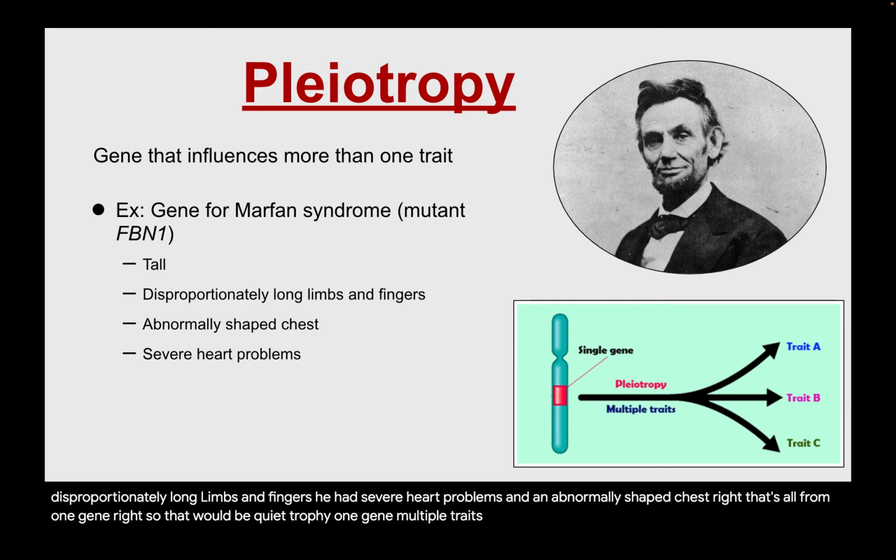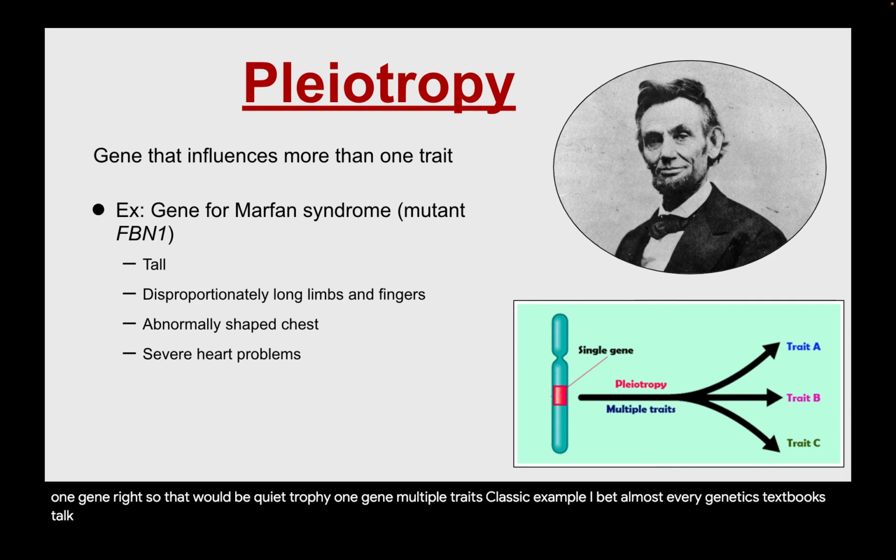This is a very classic example. I bet almost every genetics textbook talks about Abraham Lincoln and Marfan syndrome here. All right, so we have a single gene influencing multiple traits. Now we can look at the opposite end of this spectrum.